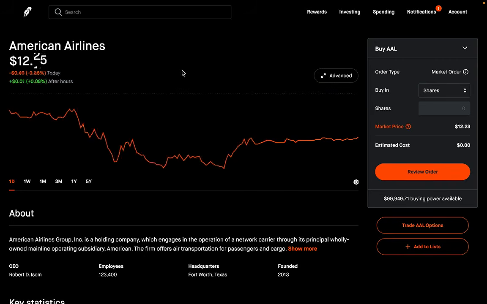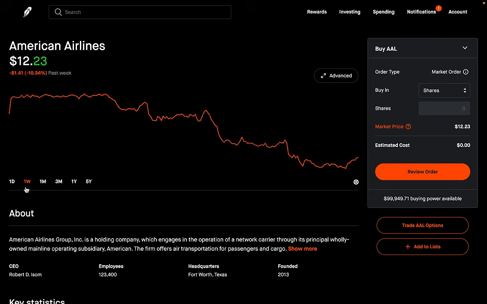So for today's video, I'm going to use ticker symbol AAL. This is American Airlines, which is currently at $12.23 a share. So you'll see that with a stock like this, it isn't that expensive. Now, in the last week, American Airlines was down 10.3%. So this would have been a great strategy to use on American Airlines if you had thought American Airlines was going to be volatile this past week.